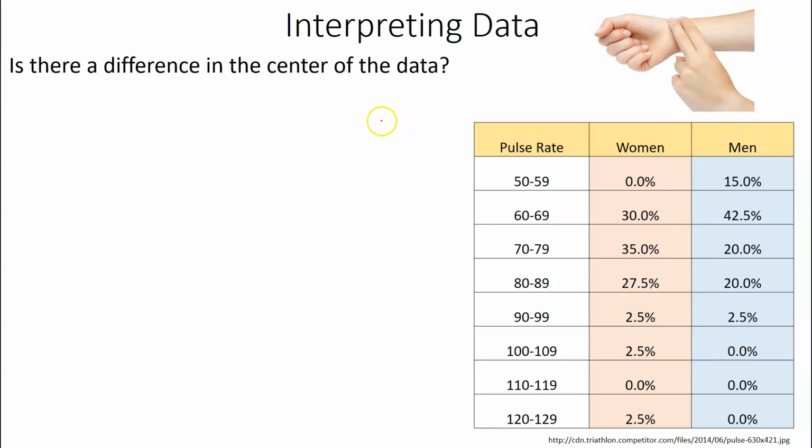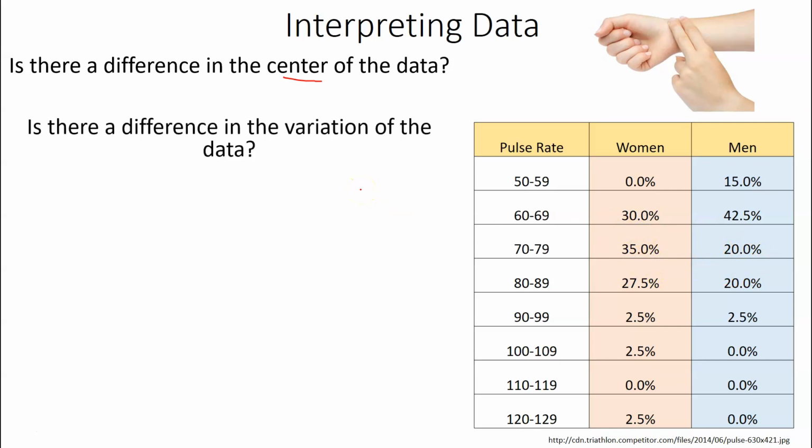When you look at this, though, you can start to ask some questions. Where is the center? Because the center for the women, that seems to be about in here somewhere. But the center for the men, that seems to be just looking at it more up in here somewhere. And I know these aren't tally marks, I know it's on a graph, but I can still, by looking at the percentage frequencies here, I can have an idea of where the center of the data might be.